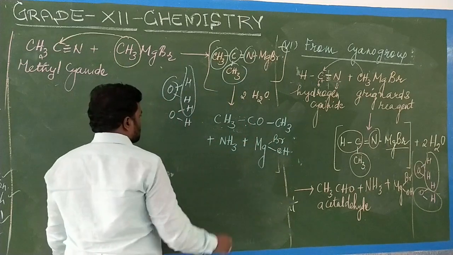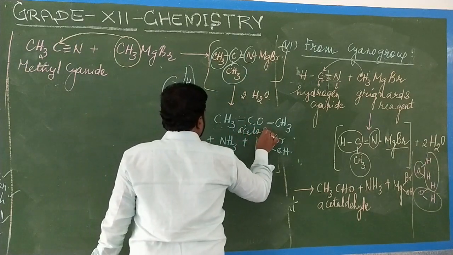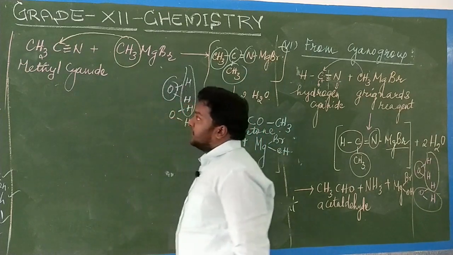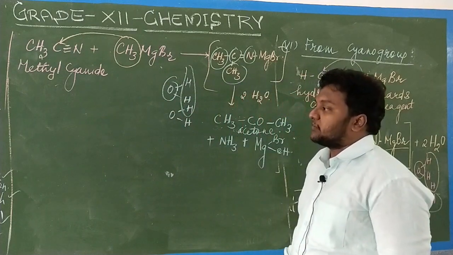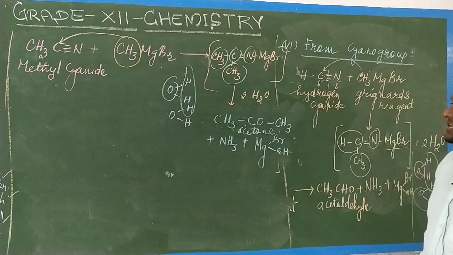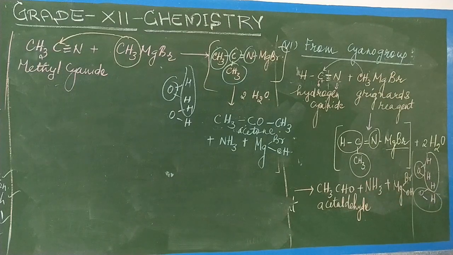So the name of this compound is what? Acetone. So we got acetone formed. So this is the sixth method of preparation, which is prepared from the cyano group. So that also we have written.